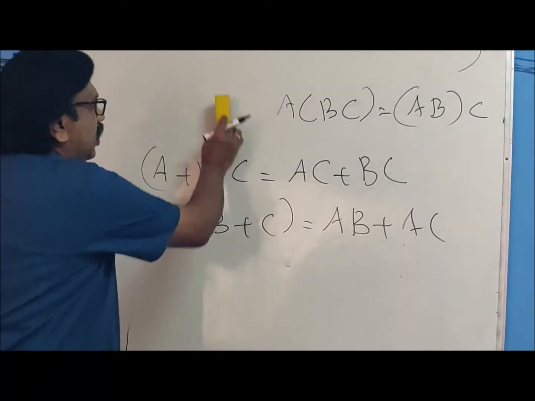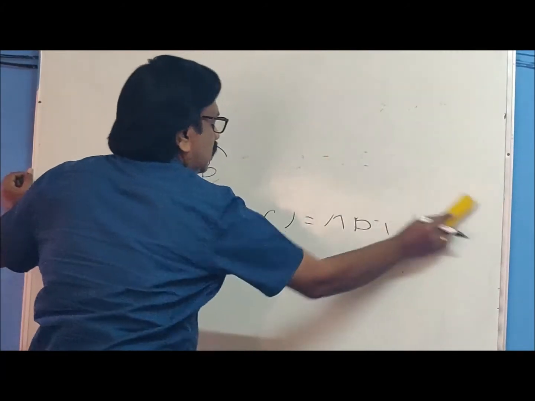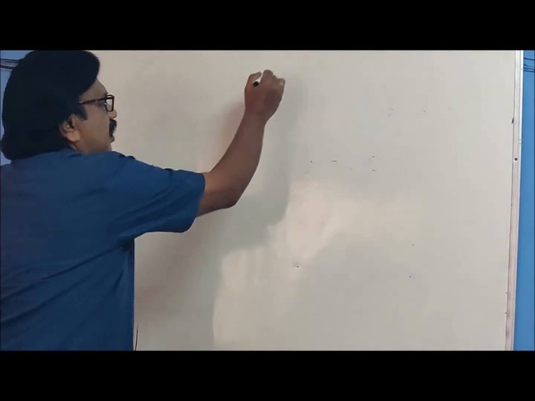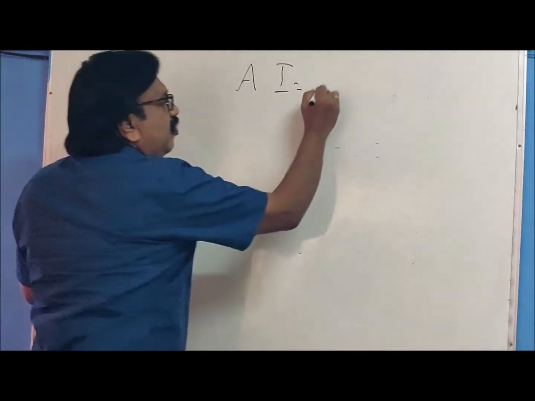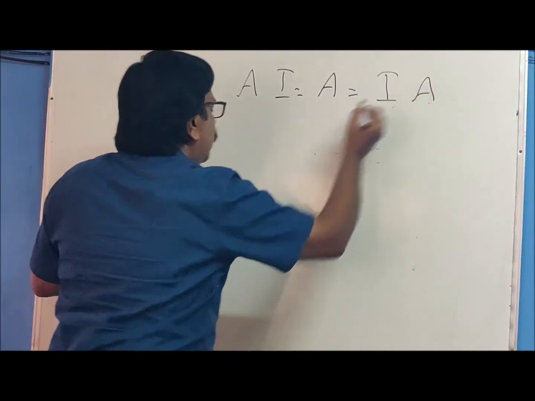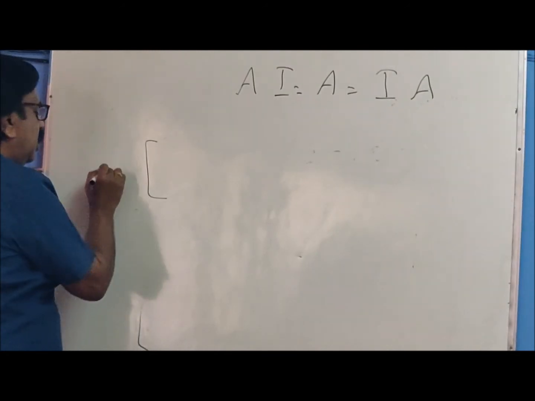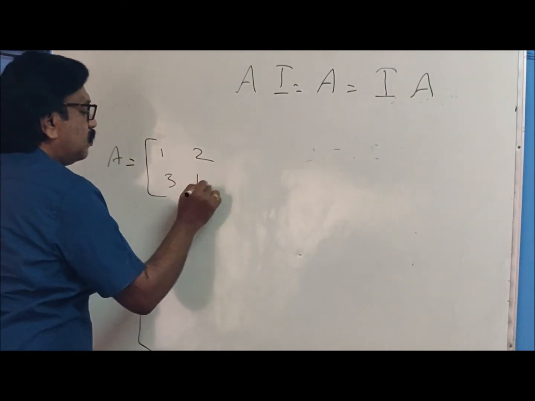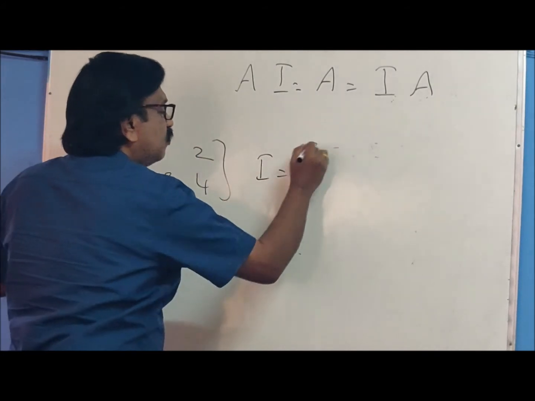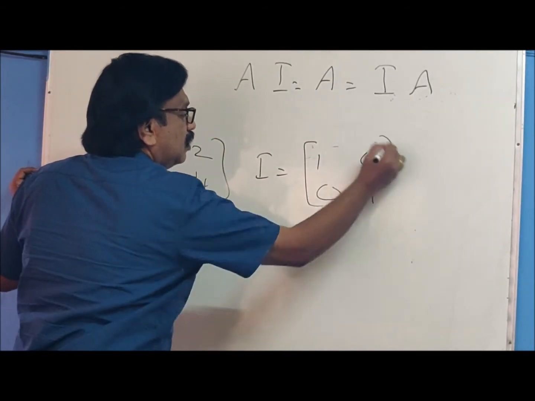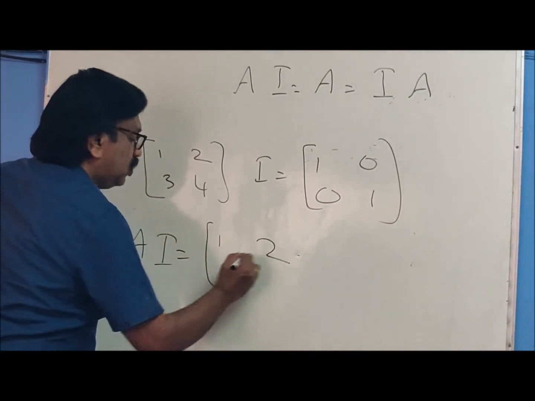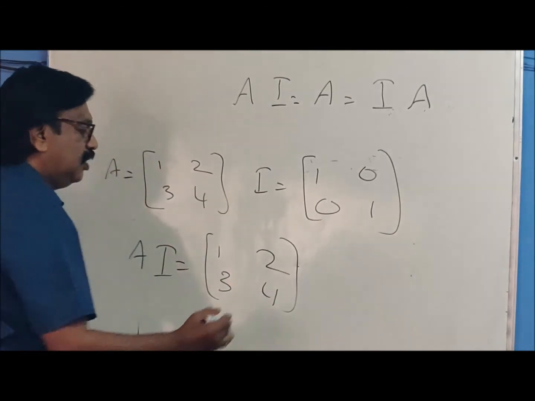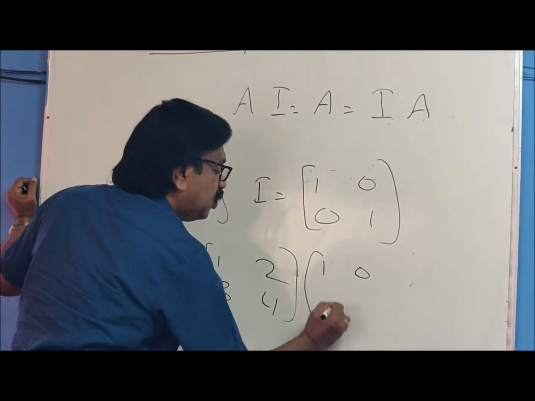Another important thing: if I is the identity matrix, remember identity matrix I, and you multiply any matrix with the identity matrix, then we will get the same matrix as the answer. For example, suppose A equals 1, 2, 3, 4 and I is the identity matrix of the corresponding order, 1, 0, 0, 1. Then what is A into I? That is matrix 1, 2, 3, 4 into 1, 0, 0, 1.